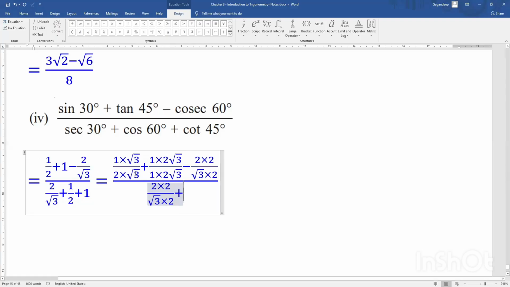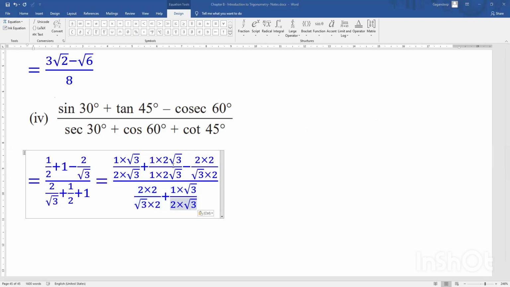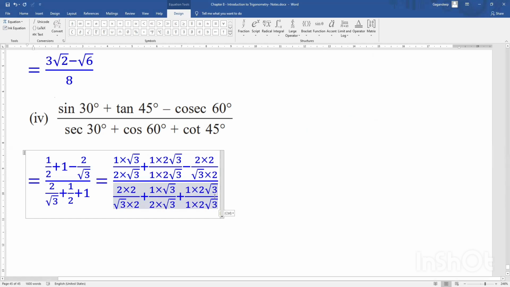For 1 by 2, you're going to multiply with root 3 and root 3. And then we have 1 here. For 1, you're going to multiply both numerator and denominator by 2 root 3. So you get 1 into 2 root 3 by 1 into 2 root 3. So 1 into root 3 is root 3 and 1 into 2 root 3 is 2 root 3 minus 2 into 2 is 4.